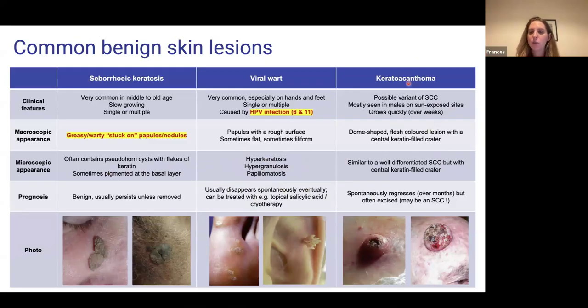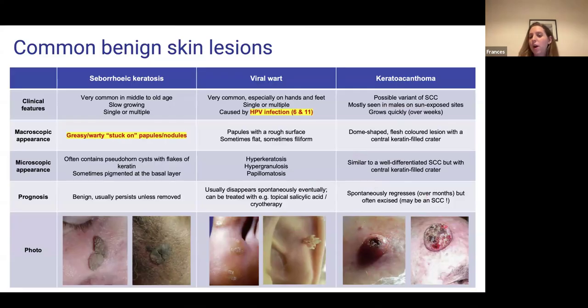And then you have this thing which is called keratoacanthoma. So this often resembles a squamous cell carcinoma, which is why we worry about it. Typically seen in males, typically sun-exposed sites, and they grow quite quickly. If you look at the macroscopic appearance, it's a very dome-shaped, flesh-colored lesion, and it has this central keratin-filled crater. It looks very similar to a well-differentiated SCC. But these will often spontaneously regress, so they will often disappear on their own.